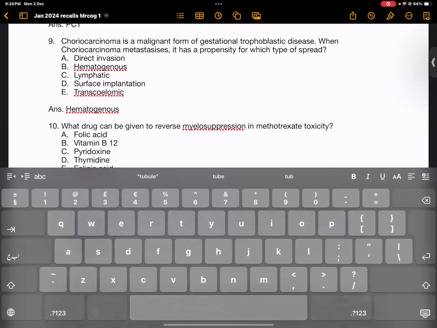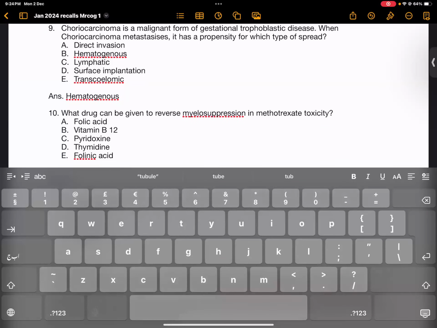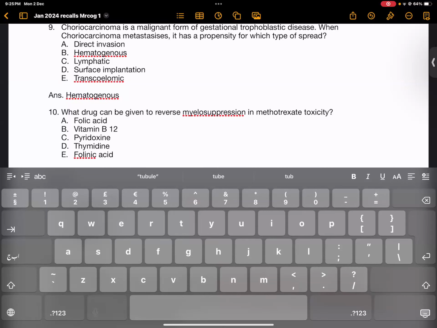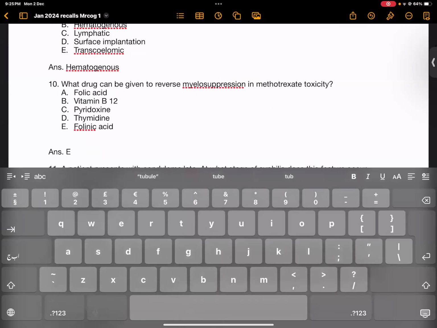So what drug can be given to reverse myelosuppression in methotrexate toxicity? Whenever you give methotrexate IM, what do you give additional to that? After 30 hours, you give one thing that is very important, to reverse the myelosuppression, because methotrexate can cause myelosuppression. Yes, folinic acid. So you have to select folinic acid. It is used to prevent the myelosuppression.